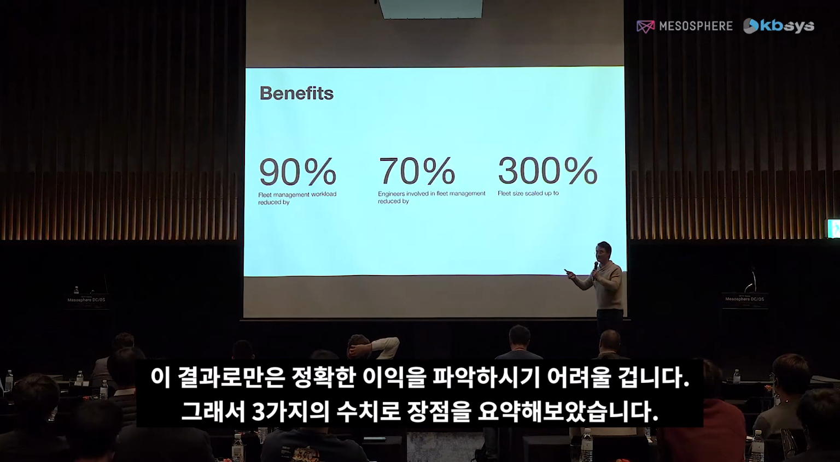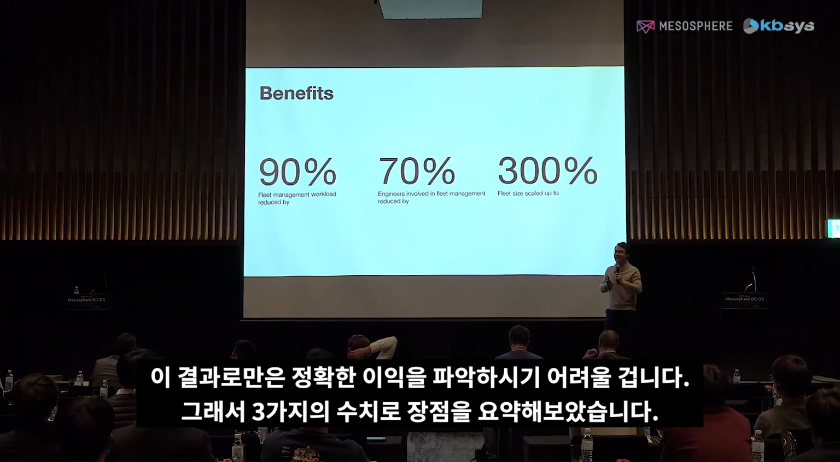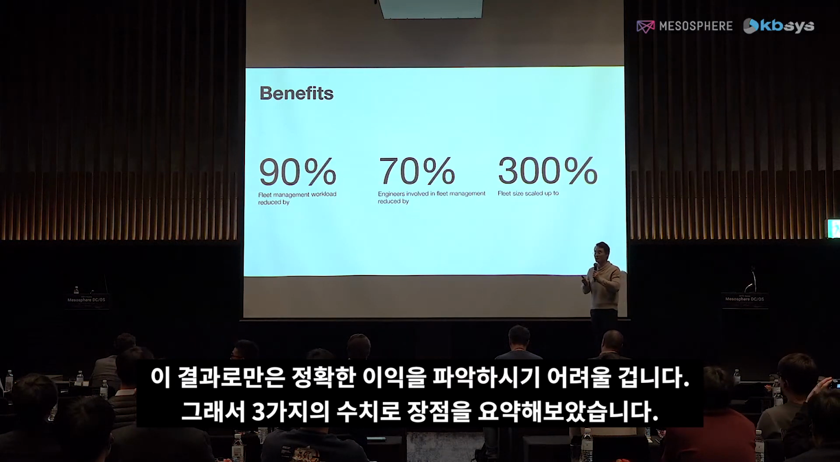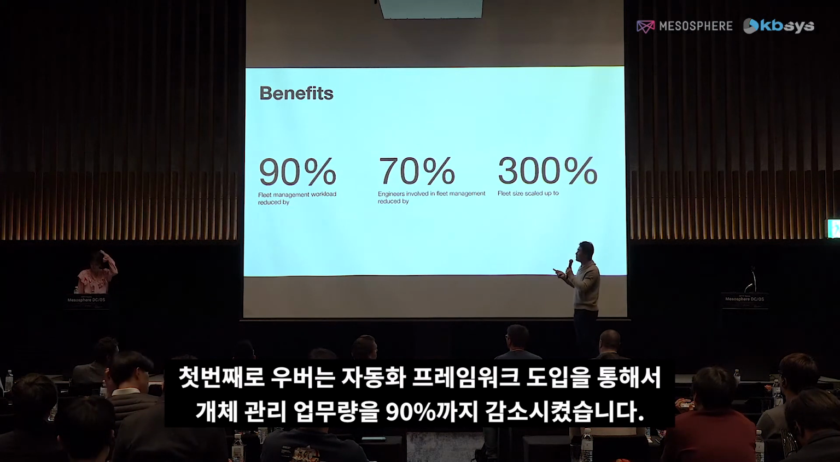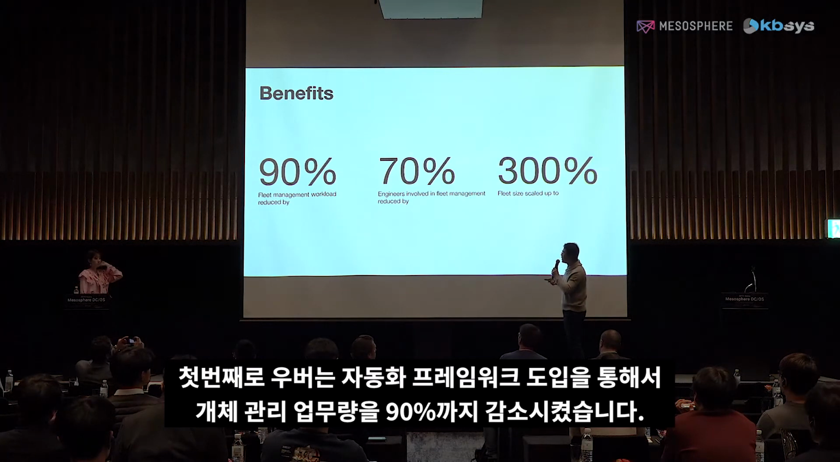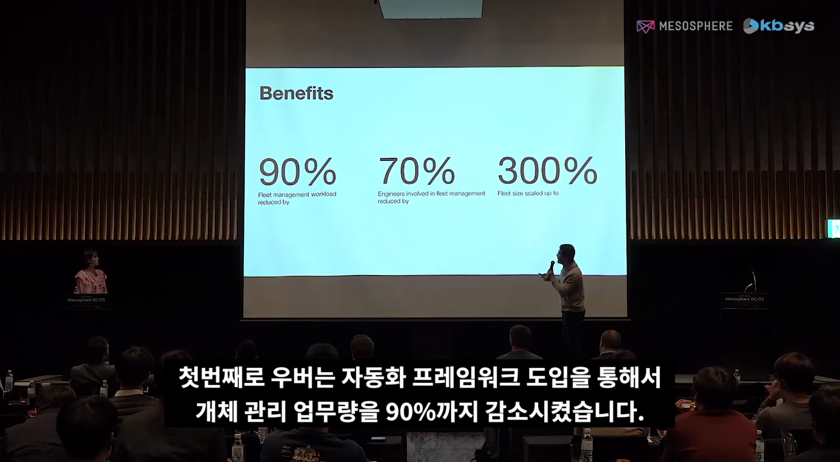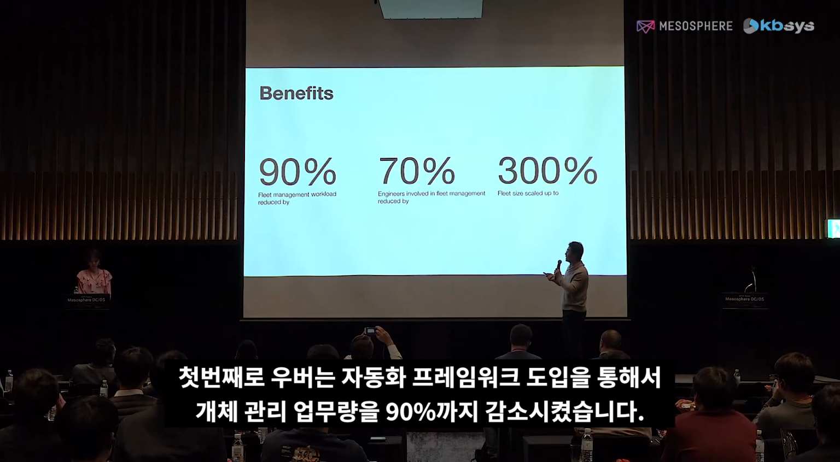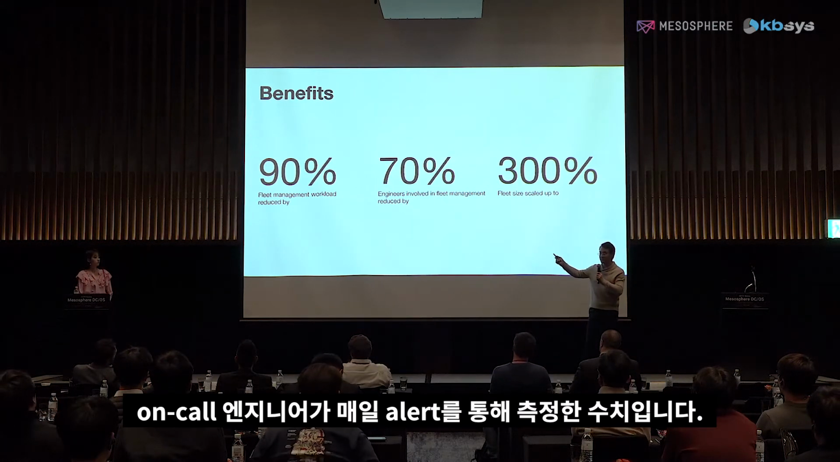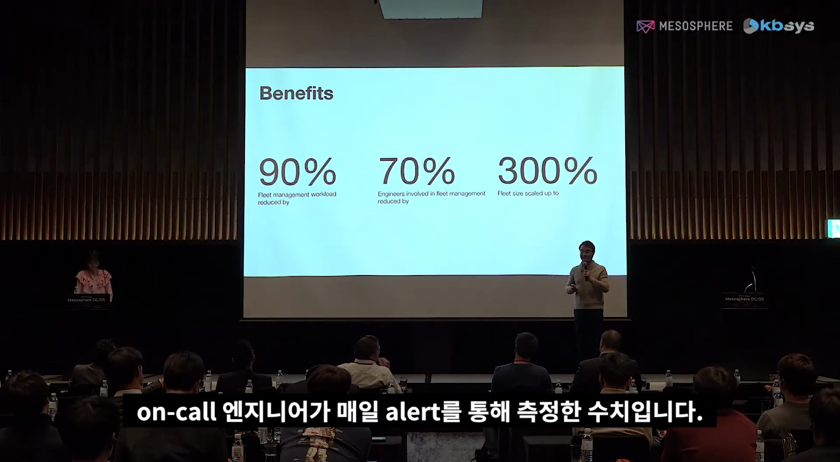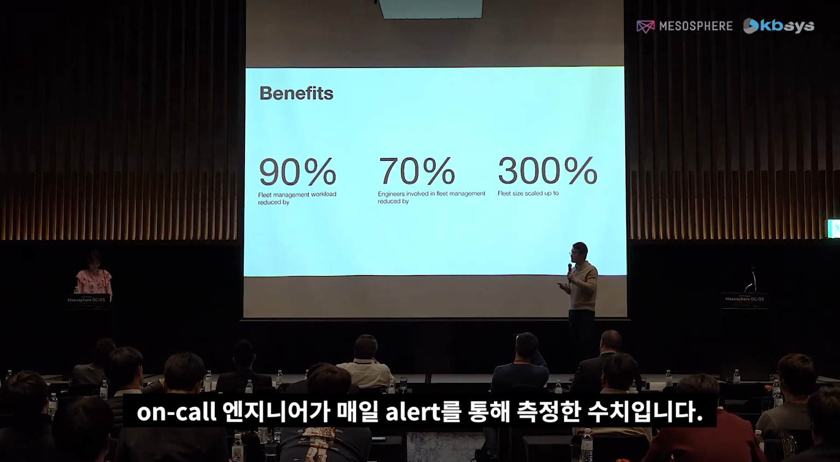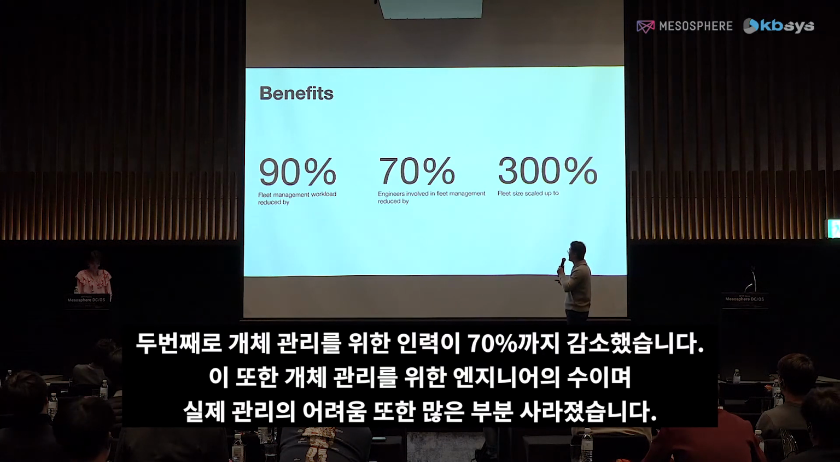Just by looking at those results, you might not get a concrete picture of the benefits, so we're trying to summarize the benefits into just 3 big numbers. The first one is that by onboarding to that automation framework, we were able to reduce our fleet management workload by 90%. This number is simply measured by the on-call alerts our on-call engineers receive daily and need to triage. The second number is that engineers involved in fleet management reduced by 70%.